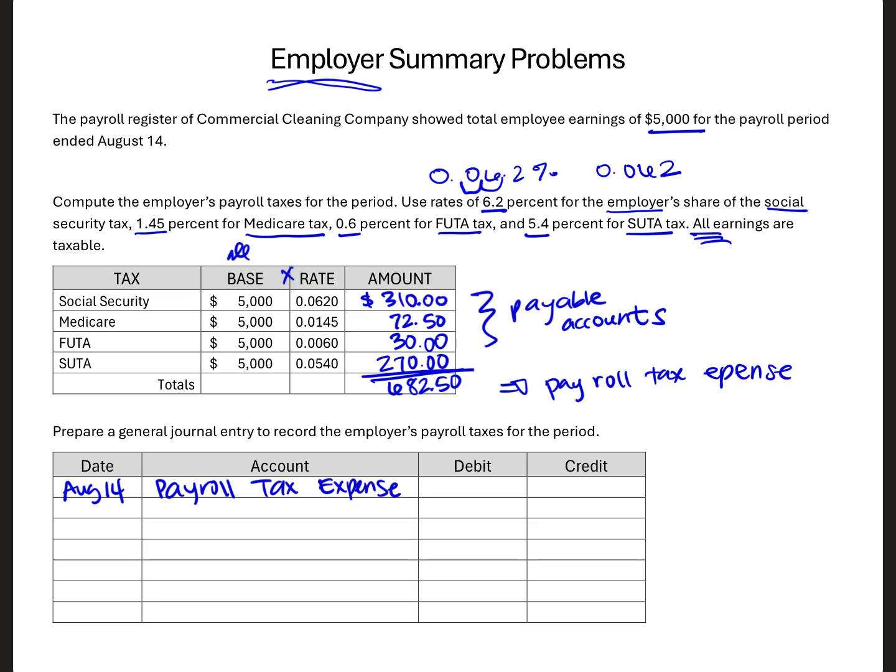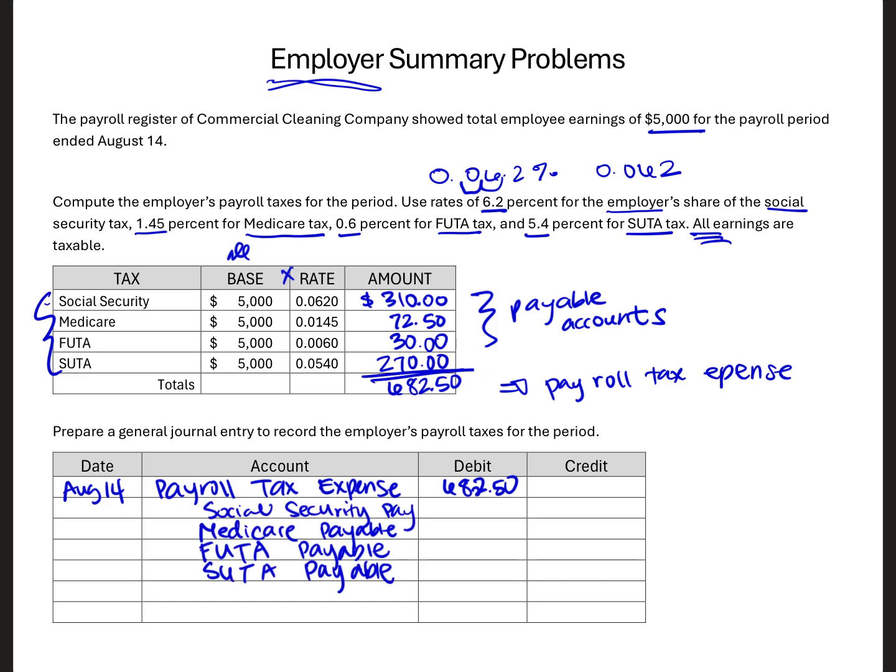And we're going to put the total amount here, $682.50. And then we'll outline each of the payable accounts that these will go in. All right, so each of these has been entered individually as a credit because they are going into liability accounts where they will hang out until they are paid to the appropriate entity. And then we'll just match the dollar amounts from above.